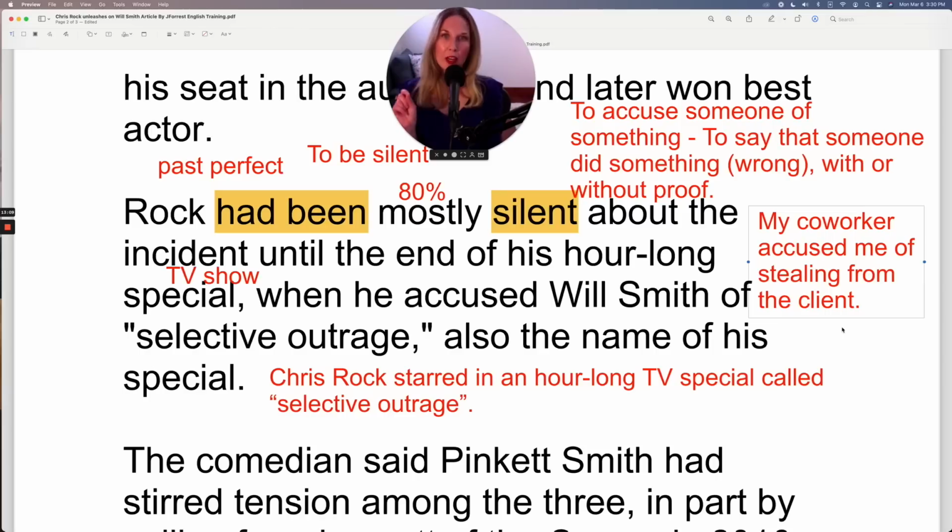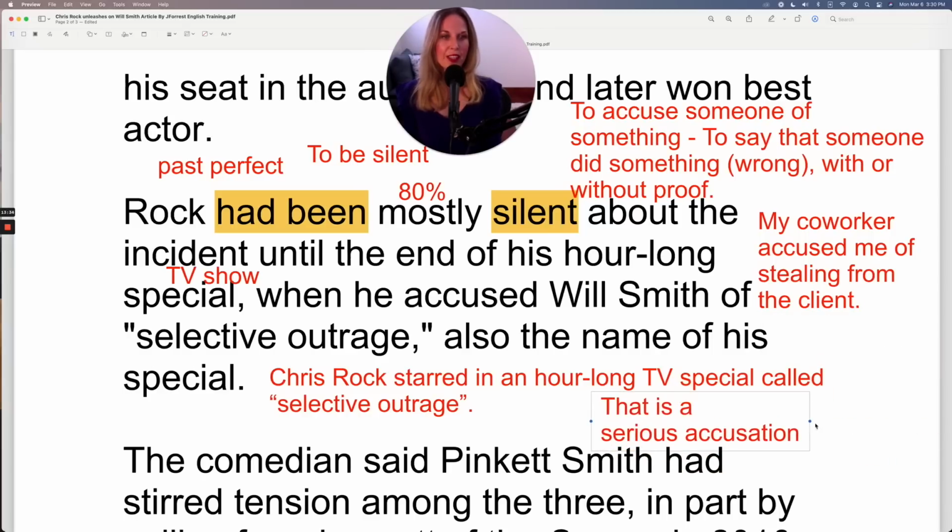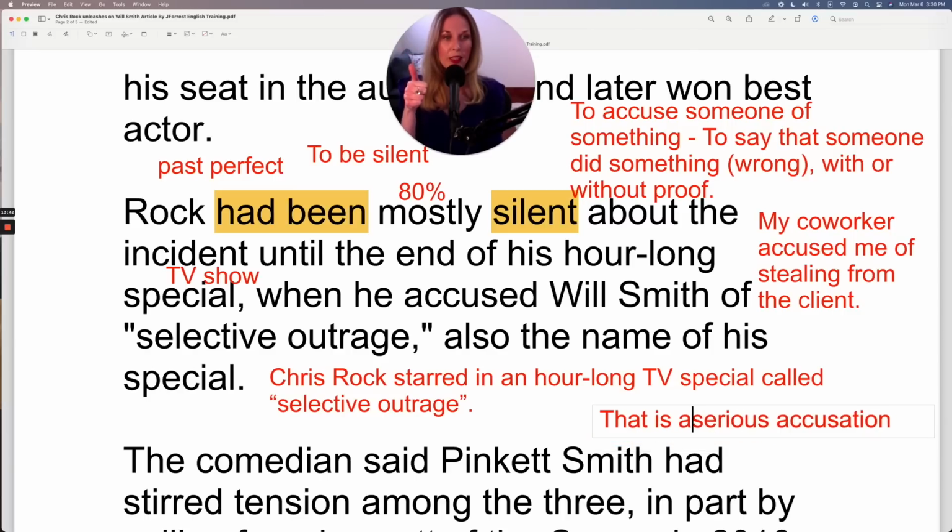Now, this is a very serious accusation. Accusation is the noun form of what I would call this. When someone accuses me, that is an accusation. Accusation. I'll just write that down. So that is a serious accusation. Let me move this here so you can see it. That is a serious accusation because if I stole something from the client, I could be fired. I will be fired, most likely. I could also go to jail. That is a very serious accusation, right?